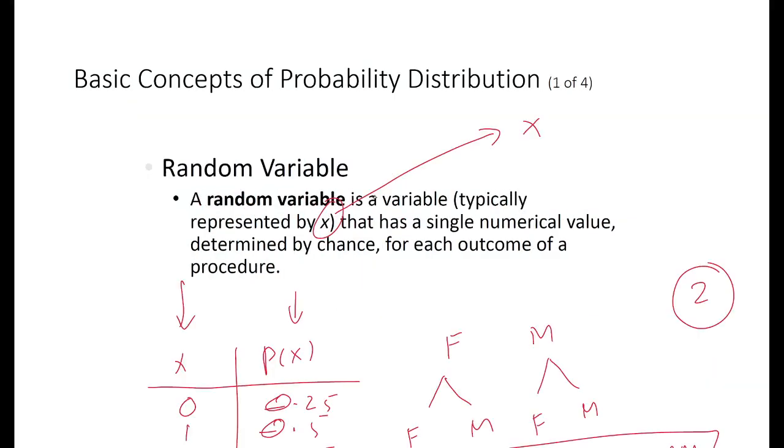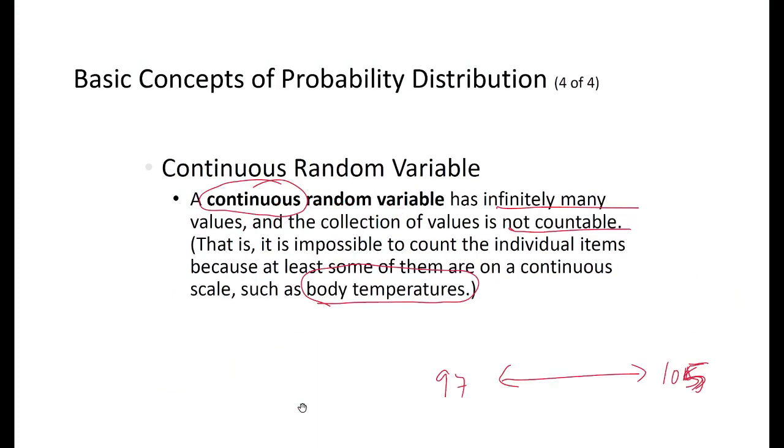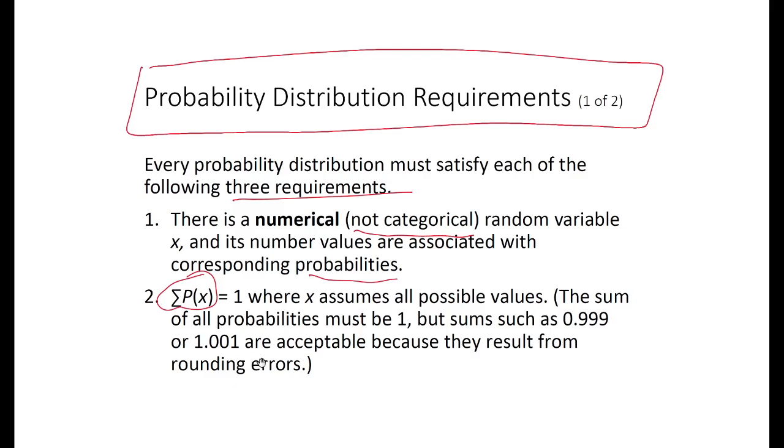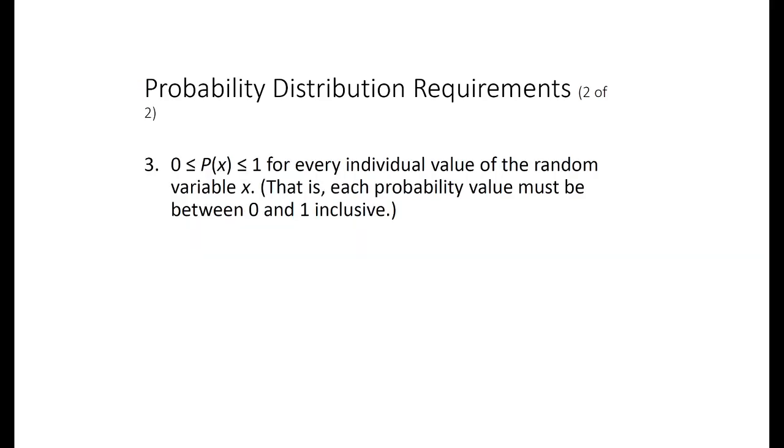If you go back here to the example I gave you, if you add this column, then it has to be 1 to be a probability distribution. Okay, so in calculations from real life data, 0.999 or 1.001 are acceptable because they result from some rounding error. So whenever you see 0.999 or 1.001 as a sum of the probabilities, that is okay because it's coming from human rounding error. So the probability P of x should always be in between 0 and 1, inclusive of 0 and 1. So these are the three requirements you must check when you are working with a probability distribution.